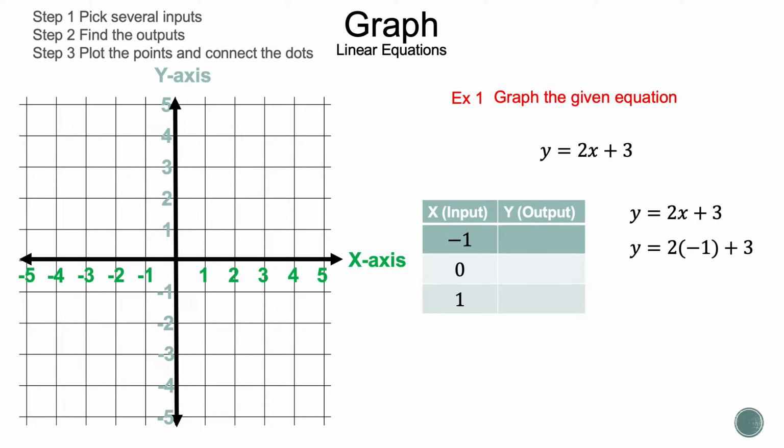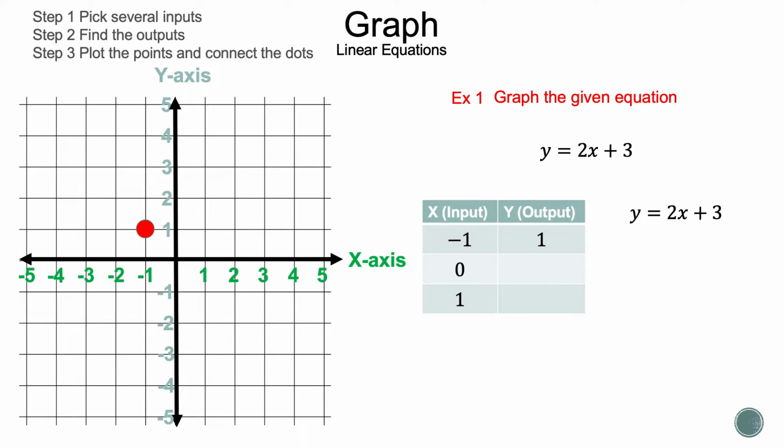We can go ahead and substitute the value of -1 into the equation. Now we have 2 times -1 plus 3. 2 times -1 is -2. Now we have -2 plus 3, and the result of that is 1. So our output, or our value of y, is 1, and we put it into the table, and now our point is -1, 1. We're going to go ahead and graph that.